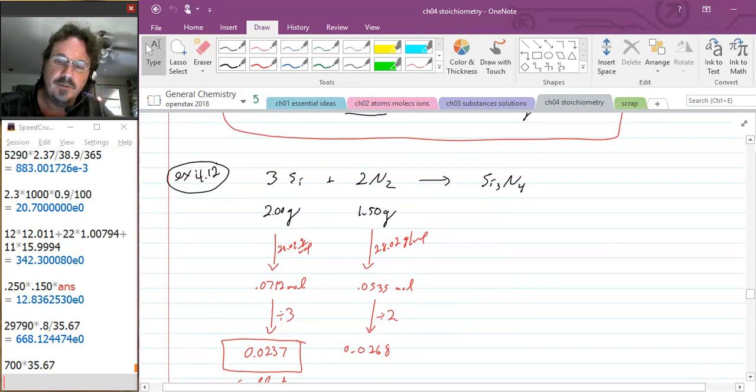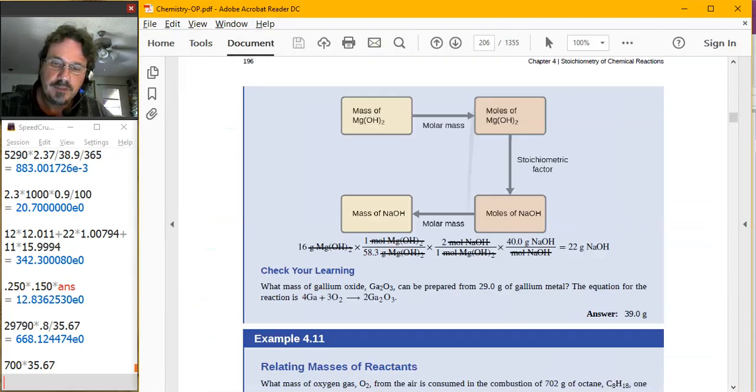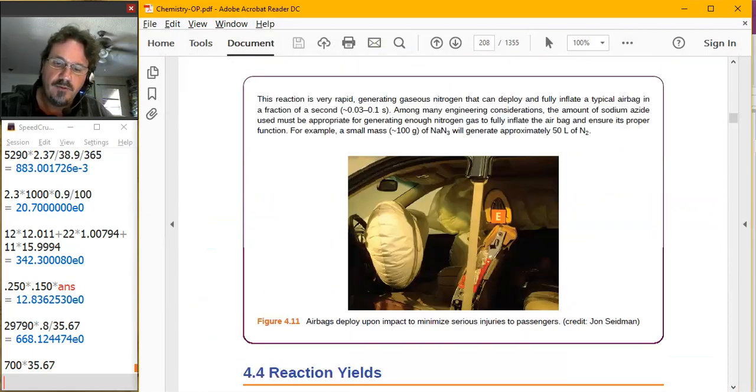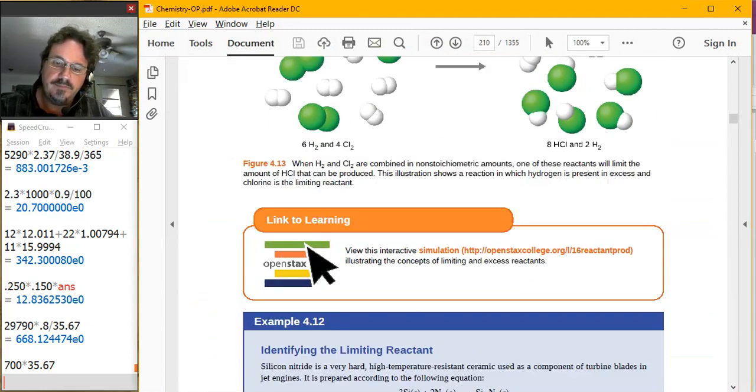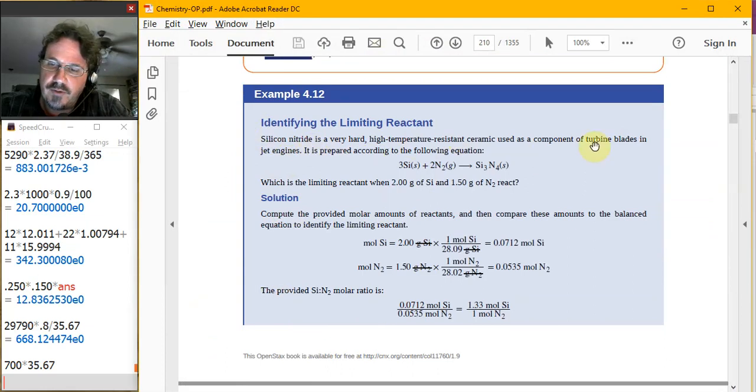I have a slightly different approach that I think works a little better. Let me show you that with example 4.12. Let's read what they're asking me first. It says silicon nitride, very hard, high temperature ceramic, and so on. Here's the reaction for how you prepare it: 3 silicon solid, 2 nitrogen gas to give you this silicon nitride. Notice they've balanced it for me. It says, what's the limiting reactant when 2 grams of the silicon and 1.5 grams of the nitrogen react? So they're giving me how much of each one, and I have to figure out which one am I going to run out of first.